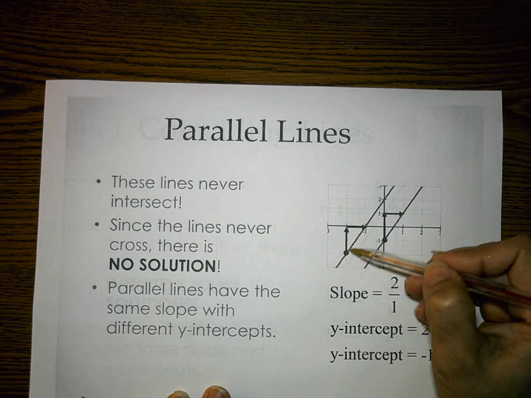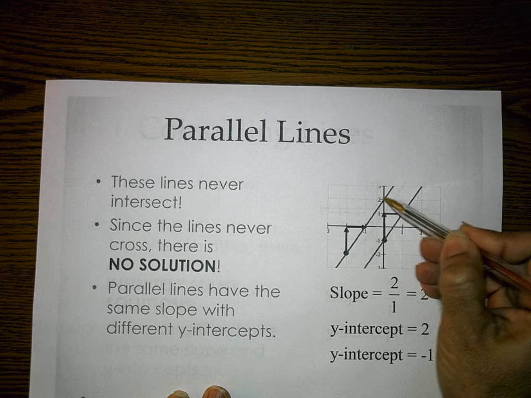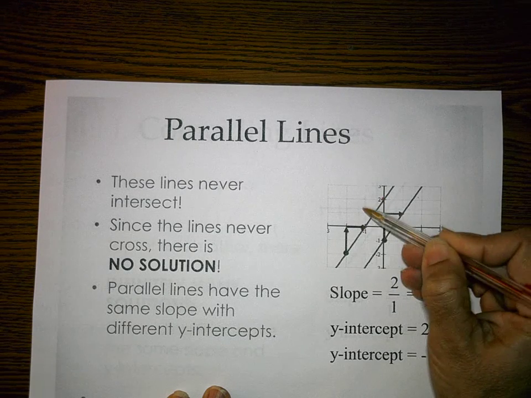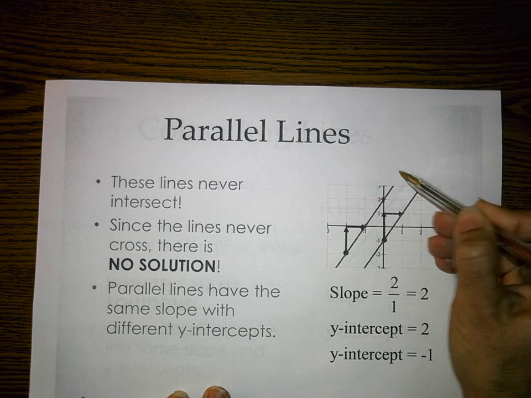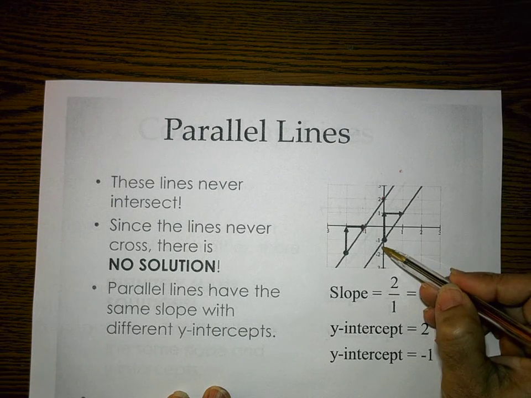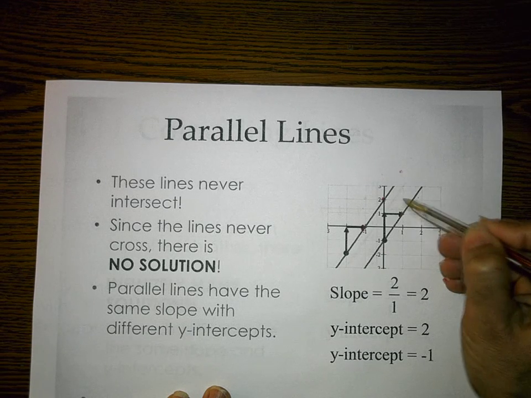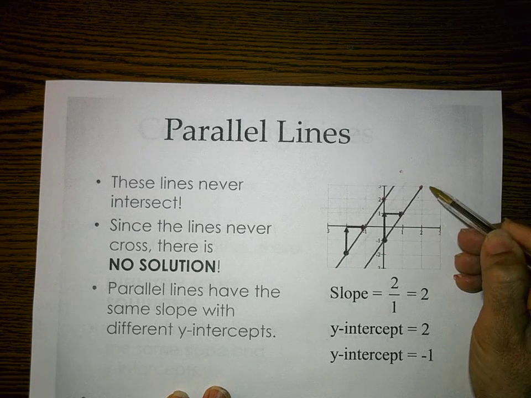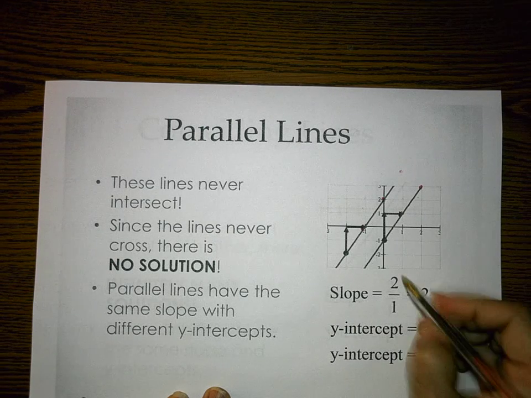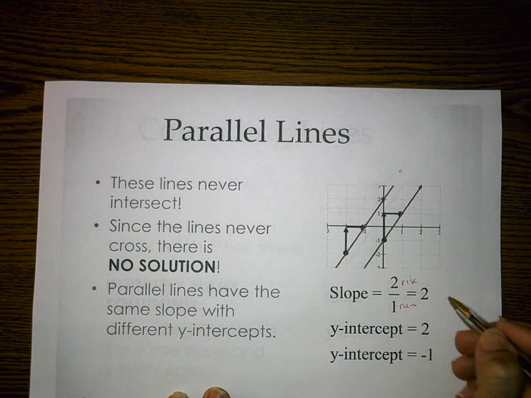Take a look at their slope. It looks like it's up 2, run 1, up 2, run 1, and I keep getting points on the line. If I keep going up 2, run 1 forever, I'm going to get this line. This other line over here also has the same slope. Up 2, run 1, and it goes forever. So they have exactly the same slope. The slope is up 2, run 1, or just 2.